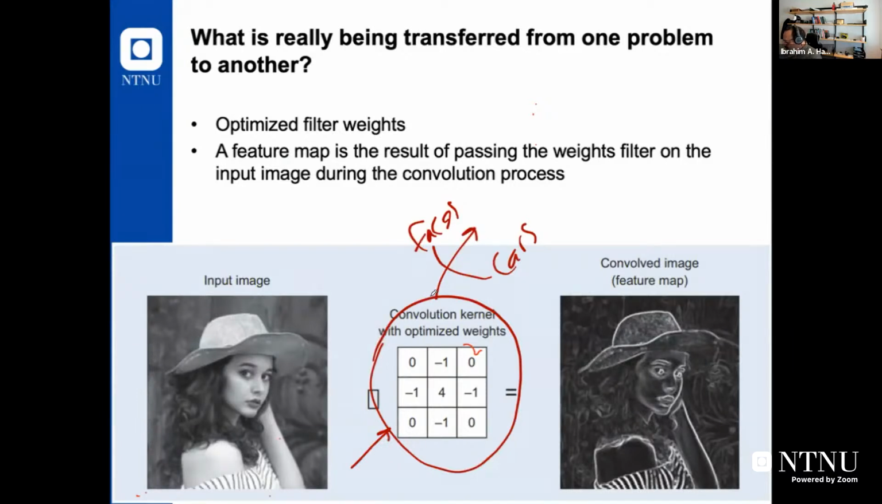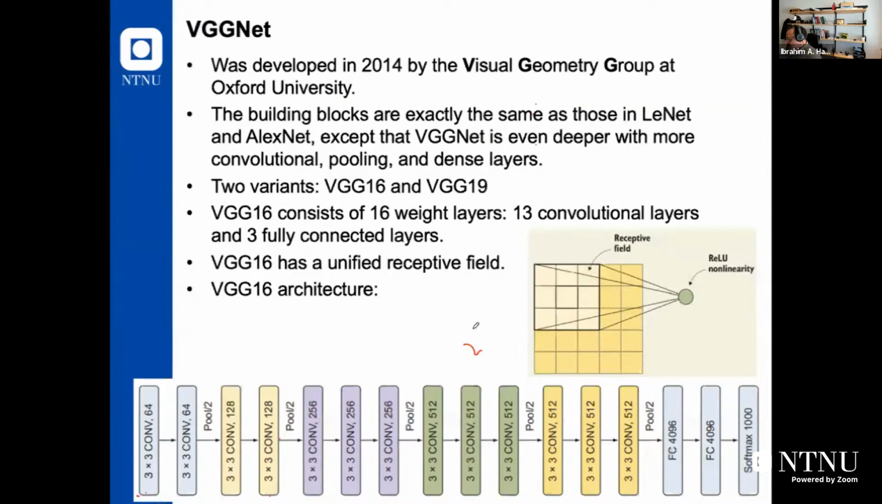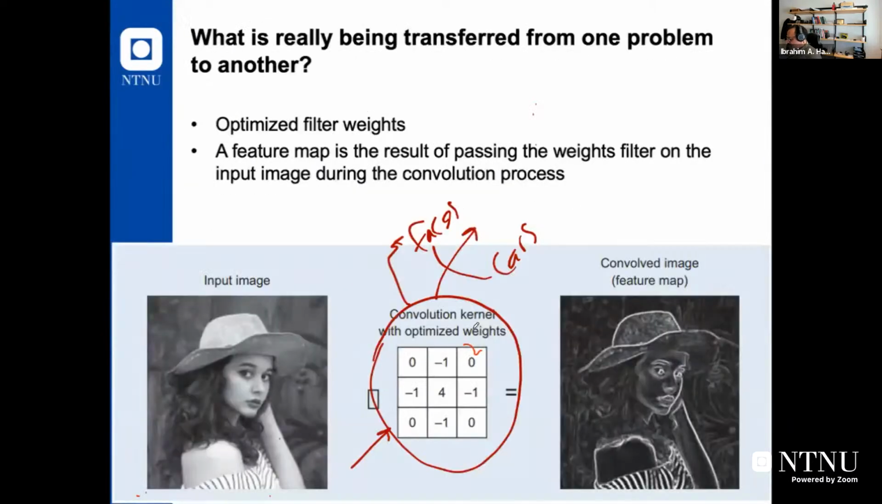So this is what we transfer in reality. I can optimize this on a data set, and I can use it on another data set. I can obtain it from faces and apply it to cars, for example, or elephants. Yes, please. If you have any questions, you can ask.